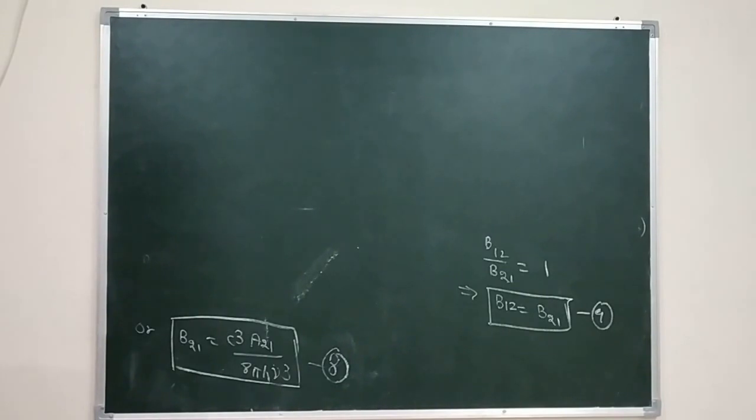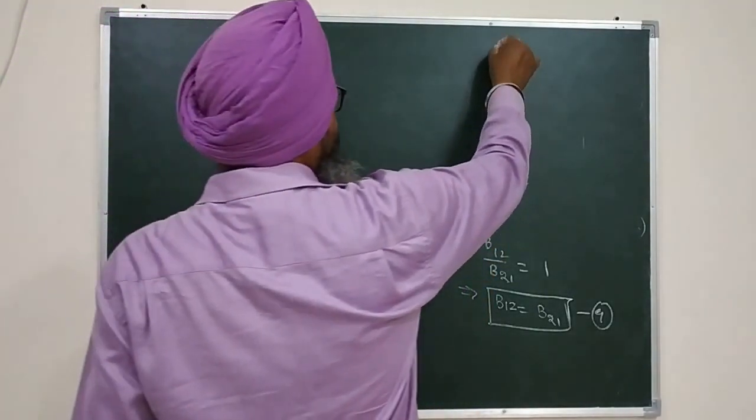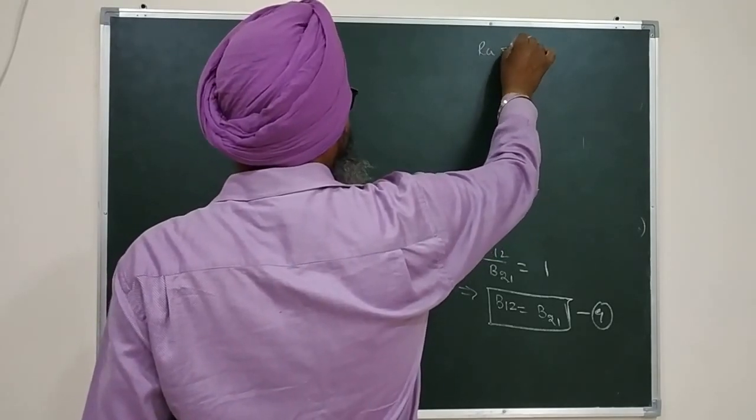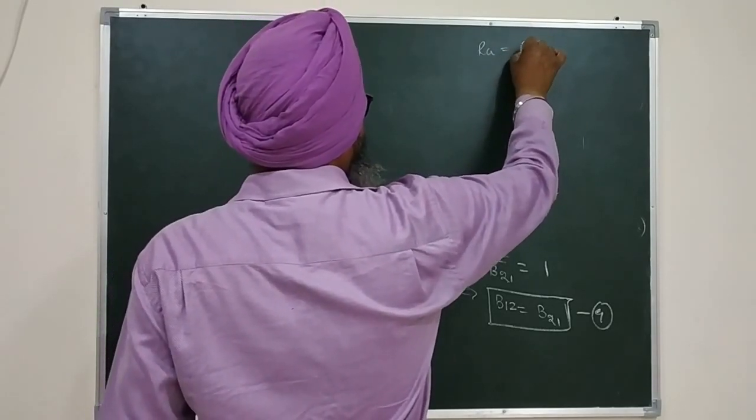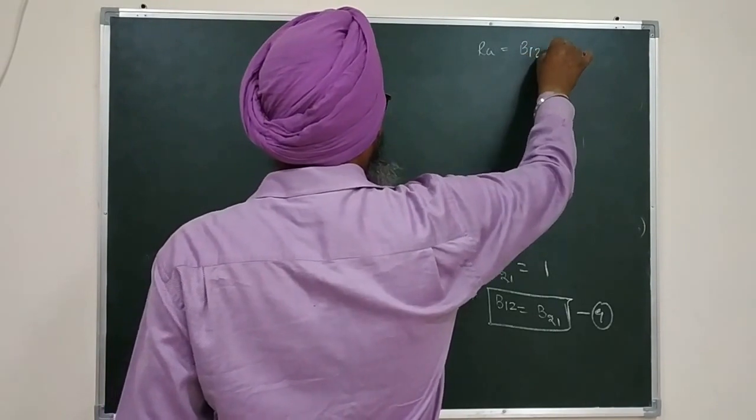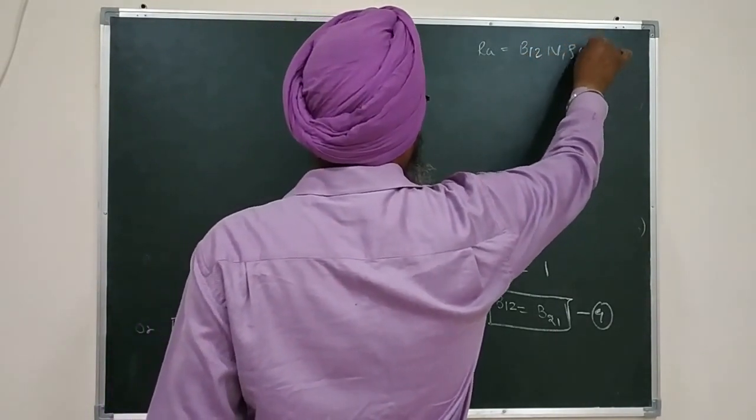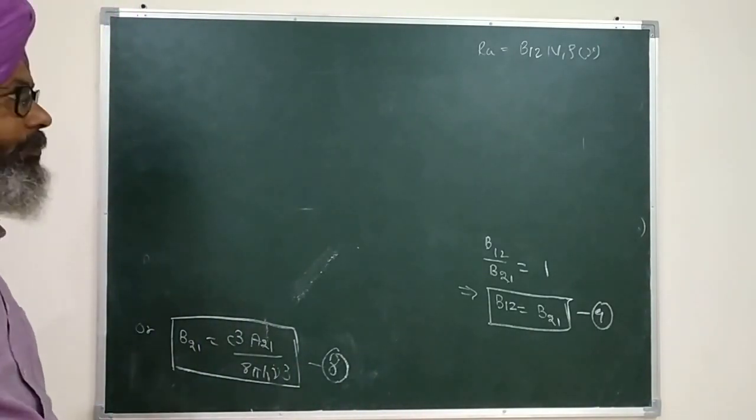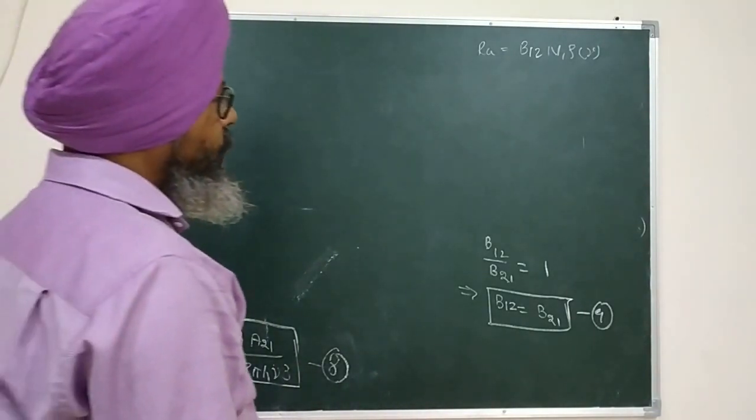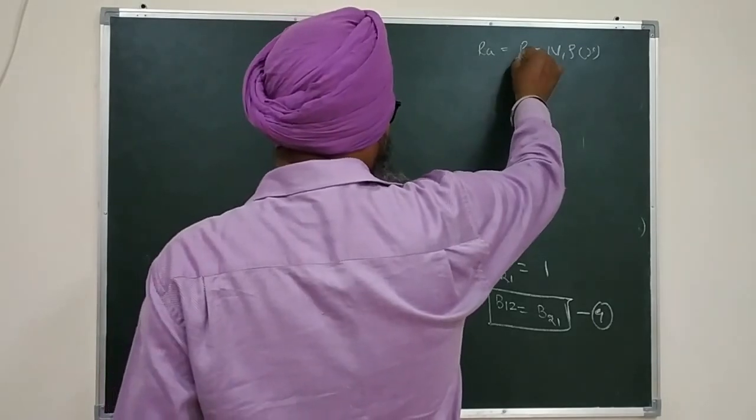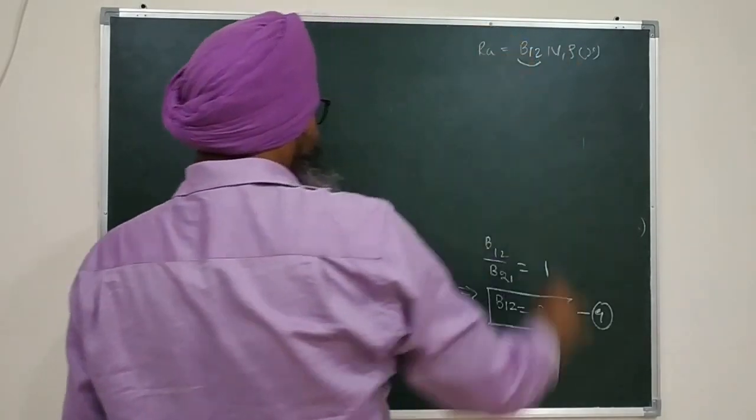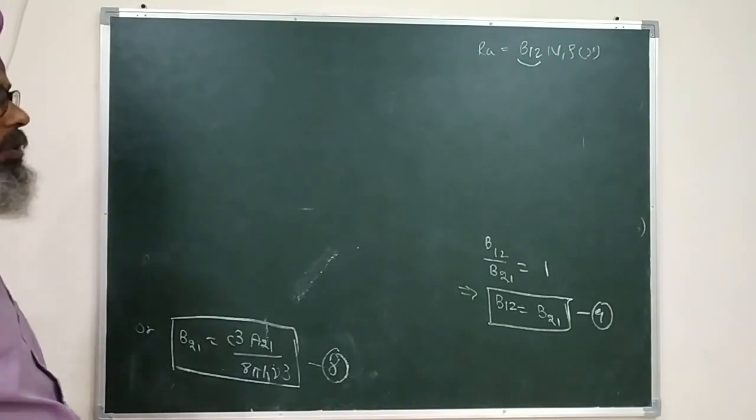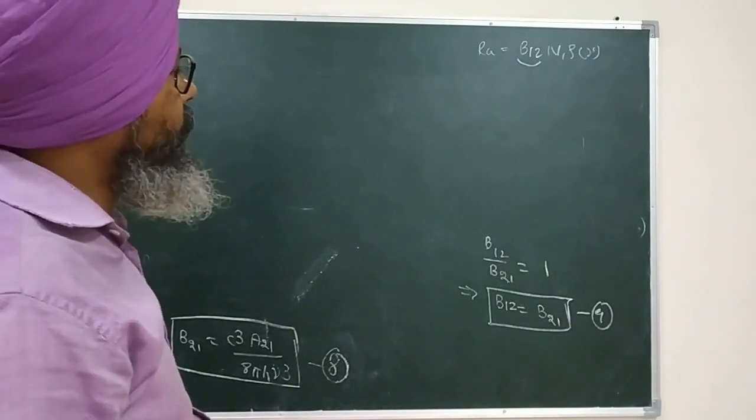So first of all, let us go to this equation RA. It was equation number 2. It was equal to B12 N1 rho nu. Suppose I want to give the physical significance of B12. What is the physical significance of this constant coefficient, Einstein coefficient B12?